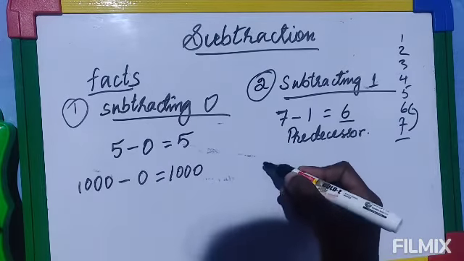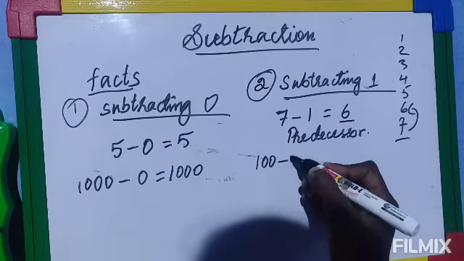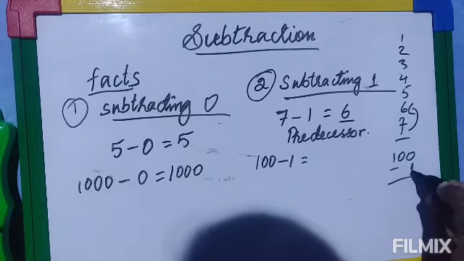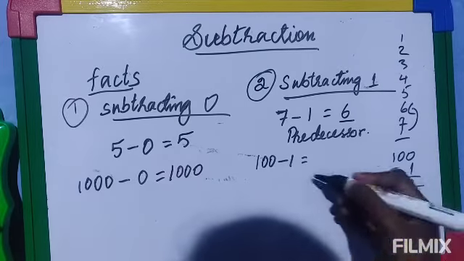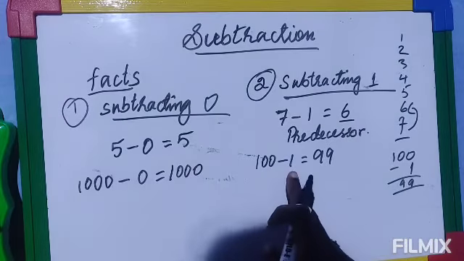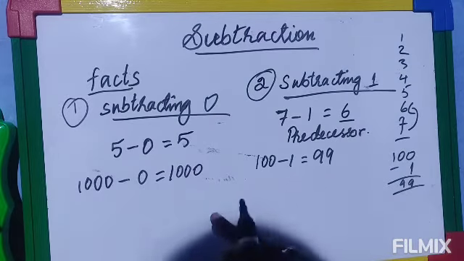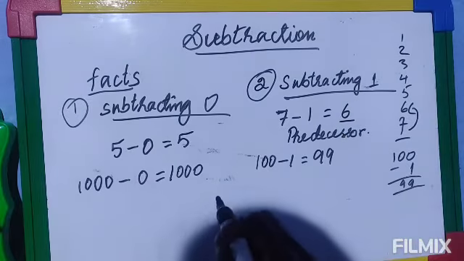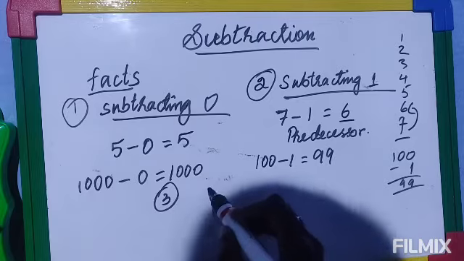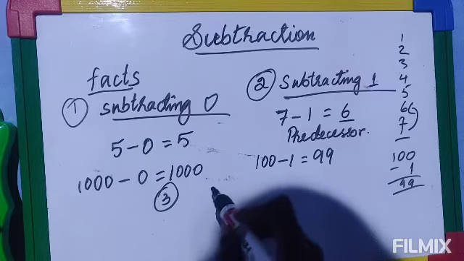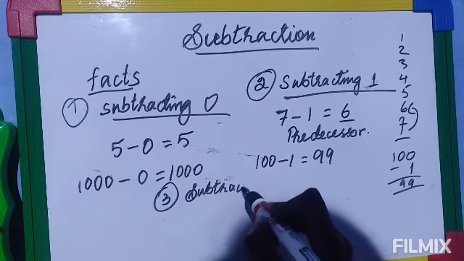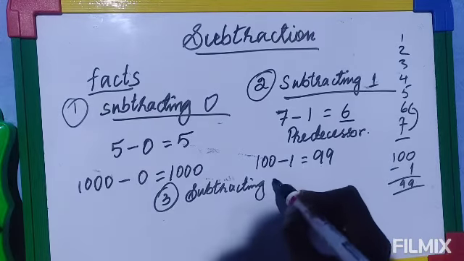So let me give a bigger number. Suppose 100 is there. If you minus 1 from 100, you don't need to waste your time, you will get 99. So the predecessor of 100 is 99. So if you minus 1 from any number, you get the predecessor of the number. This is the second fact. Again, the third fact is minusing the number itself, subtracting the number itself.